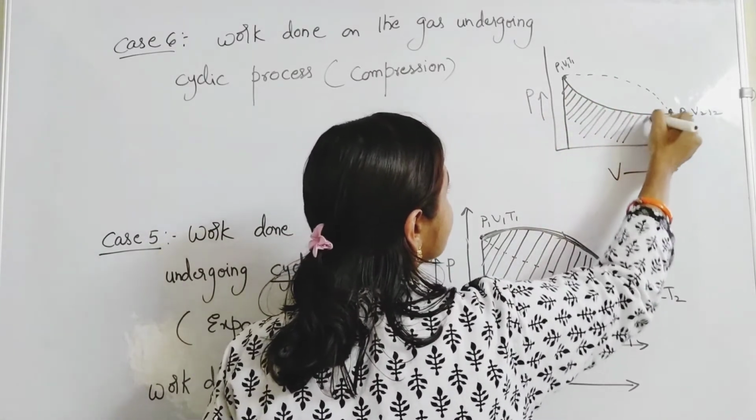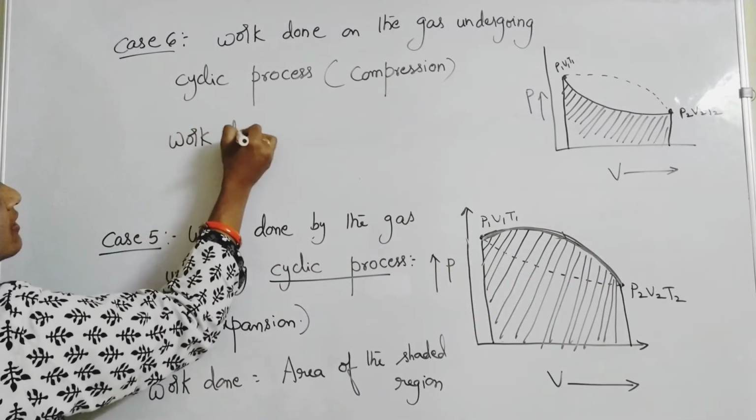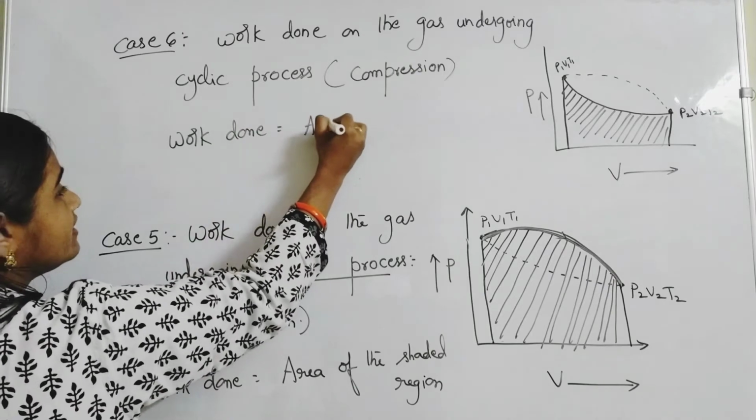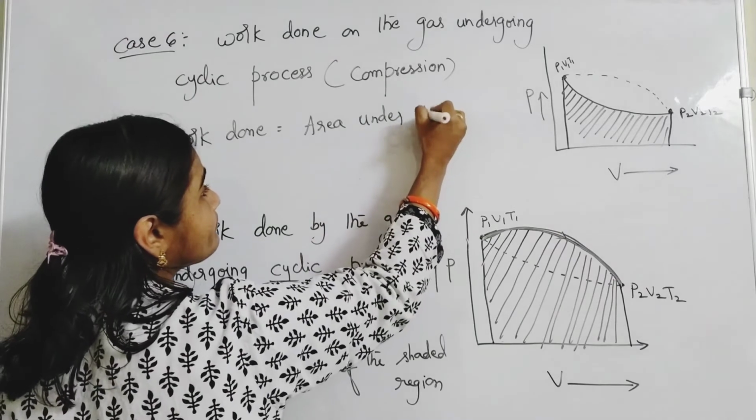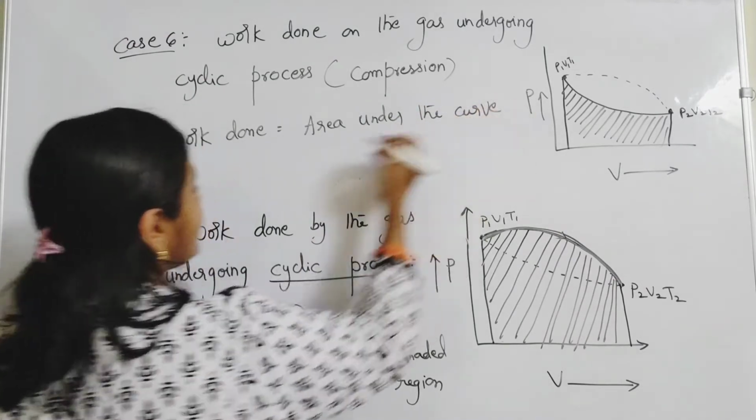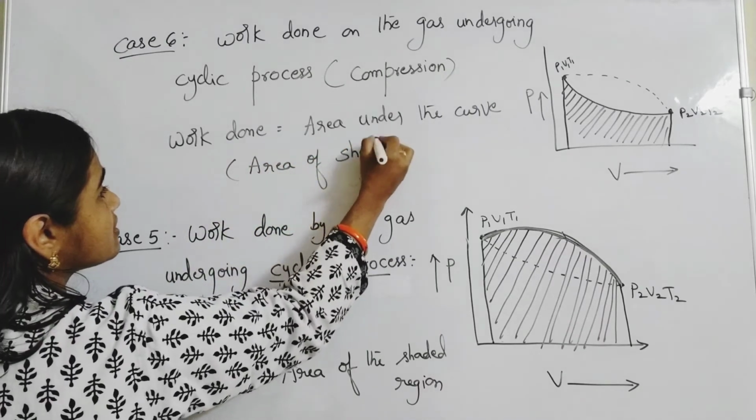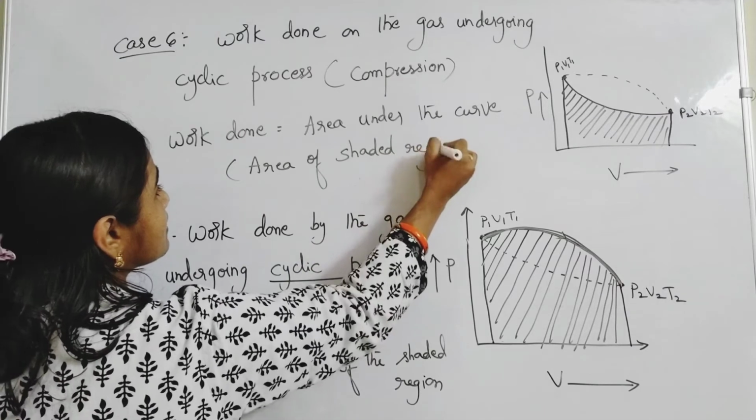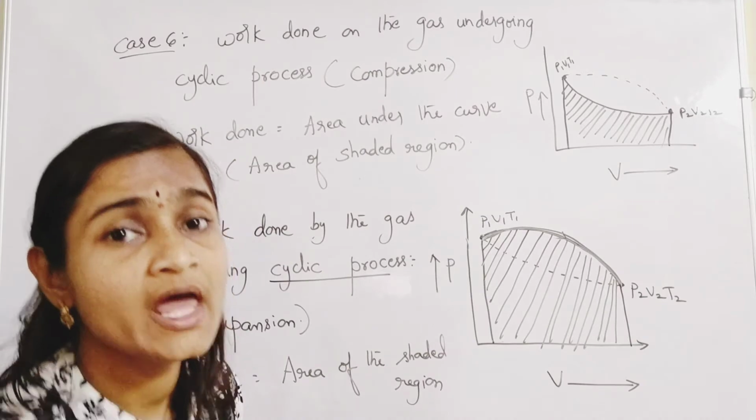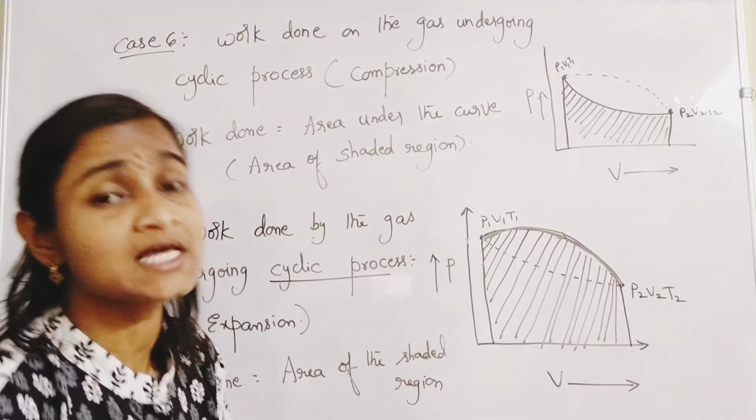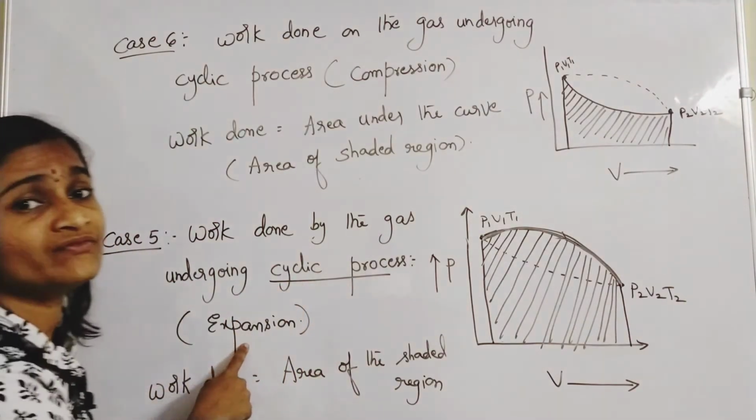Area under the curve. Okay, work done will be equal to what? Area under the curve, or area of the shaded region. The area of the shaded region will give you the amount of work done in a cyclic process under the case of compression. This is a cyclic process under the case of expansion.